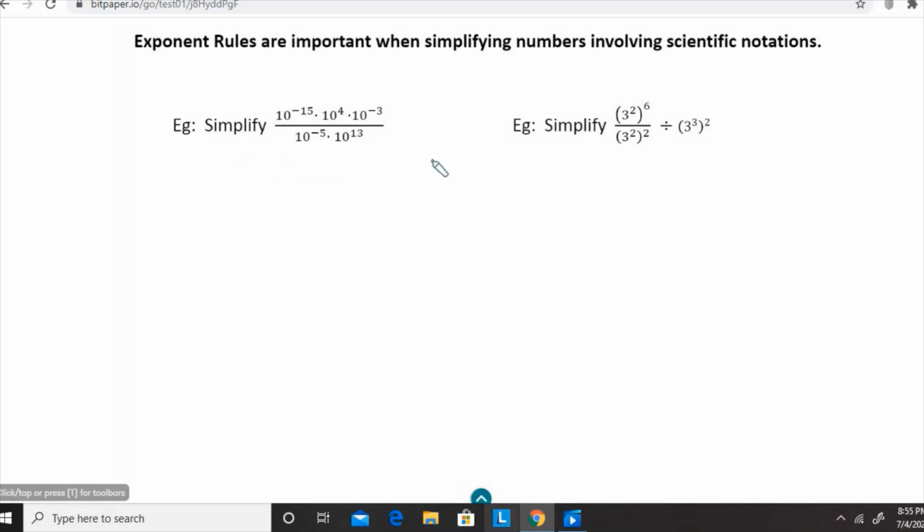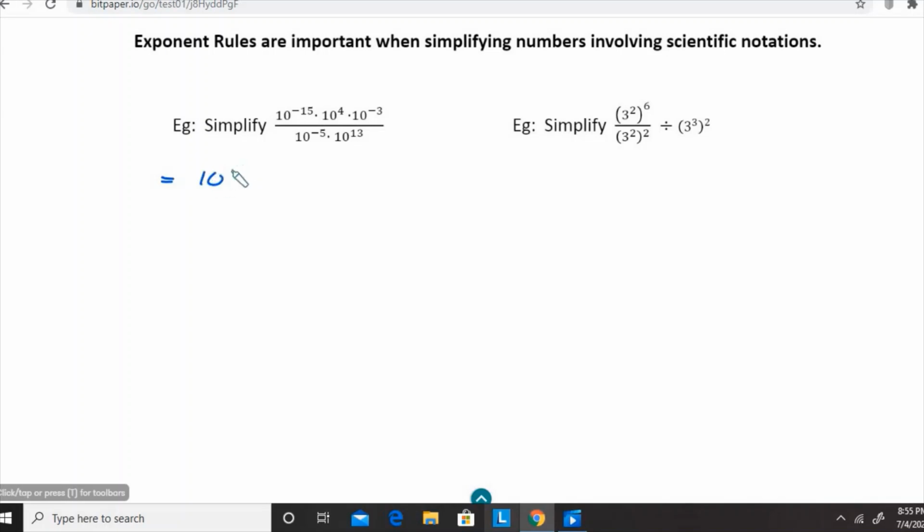So I have two examples. As mentioned here, exponent rules are important when simplifying numbers involving scientific notations. So let's try to do the first example over here. You can see if you look at the numerator, the bases are the same. Again, the denominator, the bases are the same. So I'll basically add up all the exponents in the numerator.